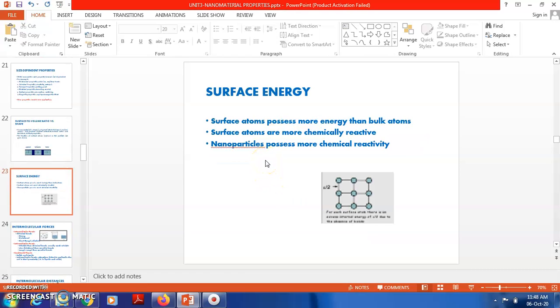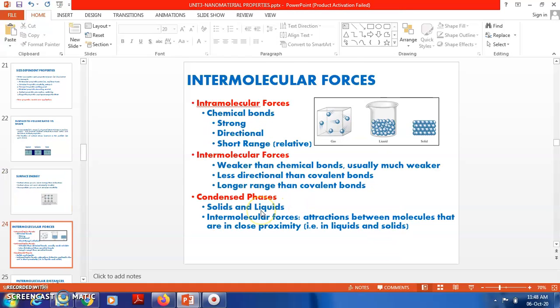Then surface energy has the following important points: surface atoms possess more energy than bulk atoms. Surface atoms possess a very high amount of energy as compared to bulk atoms, and the surface atoms are more chemically reactive. We already saw this because of the size dependent properties. Nanoparticles are size dependent, so size dependent means they are also chemically reactive. Nanoparticles possess more chemical reactivity. Here simple examples were given with the help of a drawing.